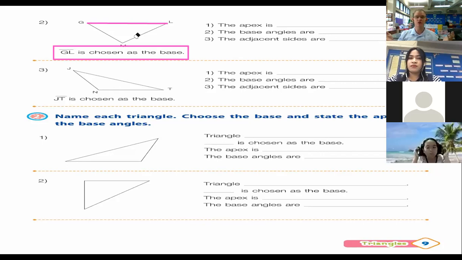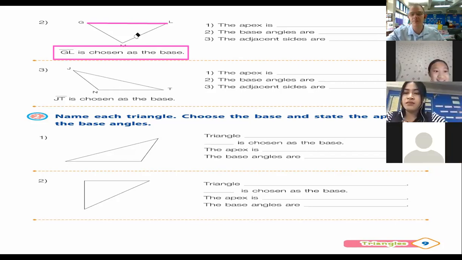Okay, number 2 on page 9. We know the base. We have 3 questions: the apex, base angles, adjacent sides. Let's see who can give me the answers here. What is the apex? GML. Are you sure? Yes, I'm positive. For sure, that is the correct answer.